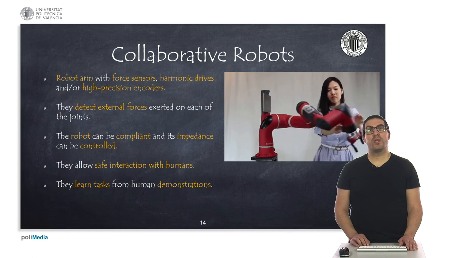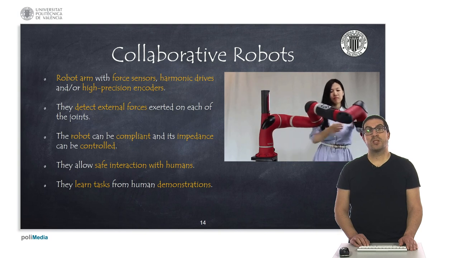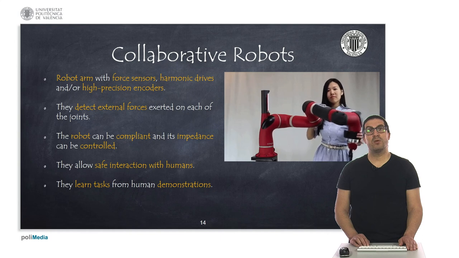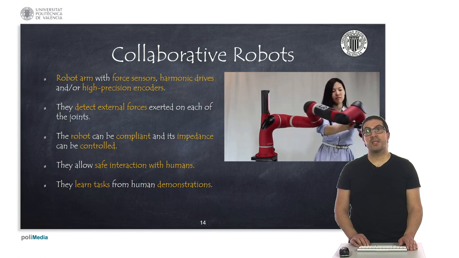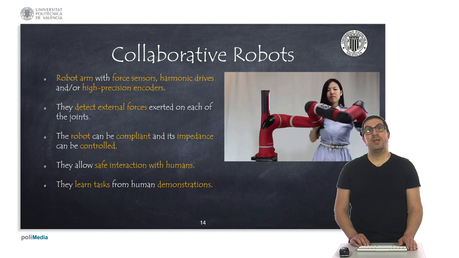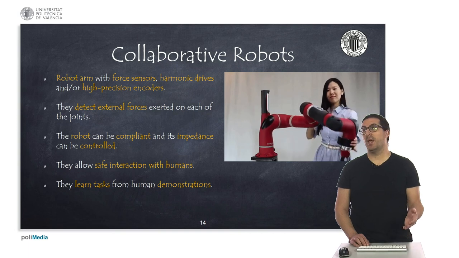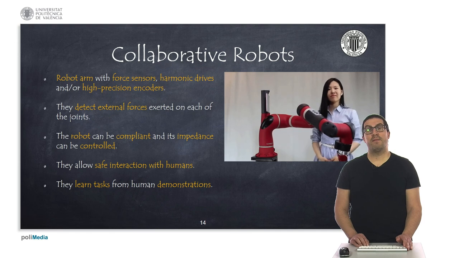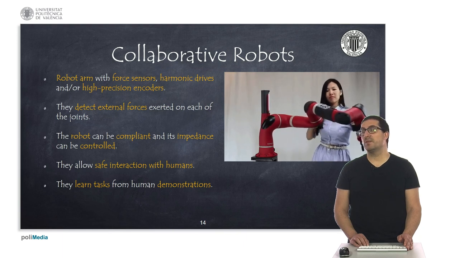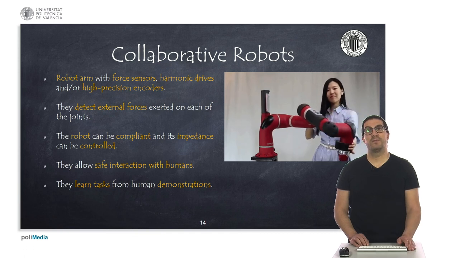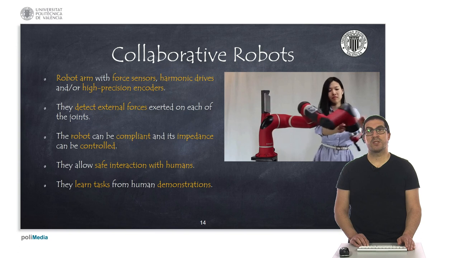To finish this presentation, I would also like to mention collaborative robots. These are very similar to classic robot arms, but they include force and torque sensors, and also harmonic drives and encoders that allow the detection of external forces on each of the joints. This means that these kinds of robots can be compliant, that is, they can yield in their effort to accomplish a specific task if we allow that. This, for instance, can be used to interact with humans safely. The impedance for each of the directions of the end effector can be controlled and selected to be very stiff in some directions, but very compliant in other directions. One of the main advantages offered by this type of robot is that they can be used to learn tasks from human demonstrations, for instance.